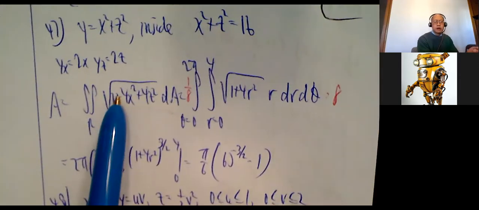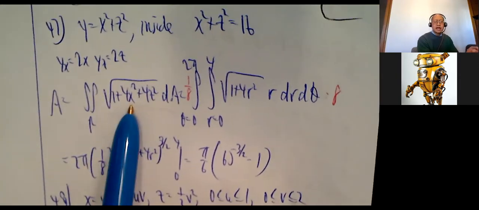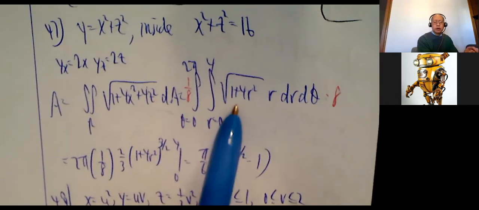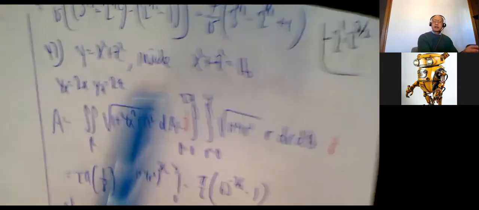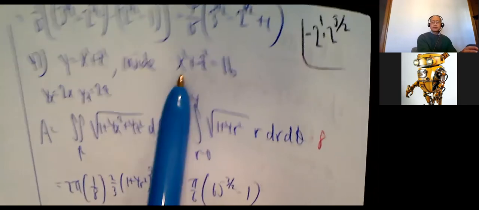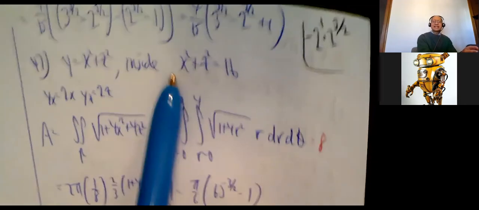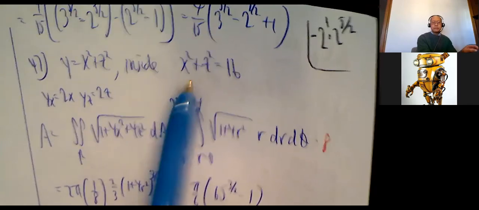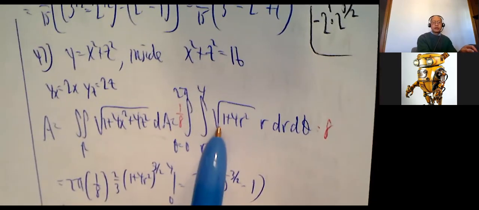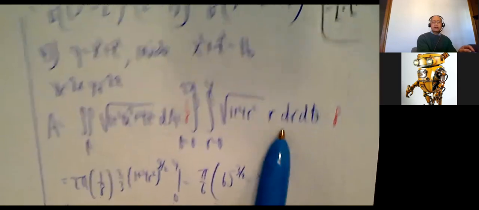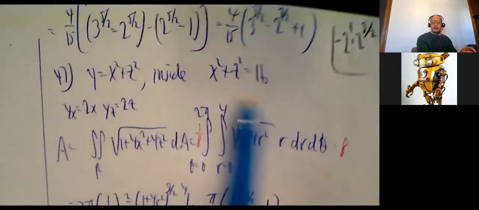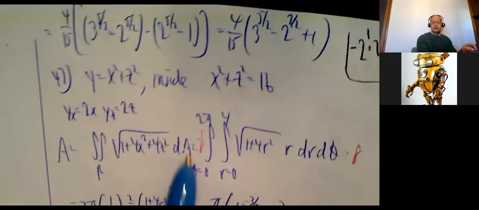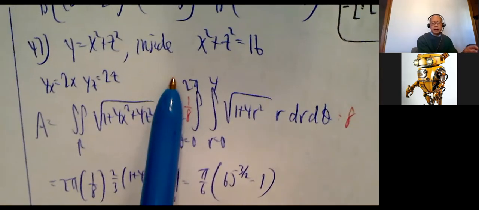So 1 plus 4 times (x squared plus z squared) is 4r squared. I know you're not used to that, but it's just a change of the letters. Polar coordinates in x and z. Otherwise, everything's the same. So the square root of 1 plus 4r squared, r dr d theta. This is a circle of radius 4, so r is going from 0 to 4, theta is going from 0 to 2 pi.